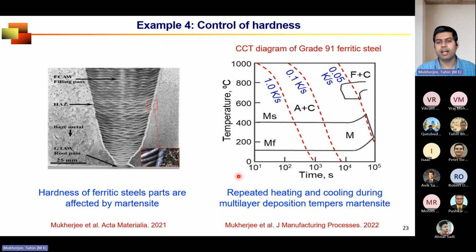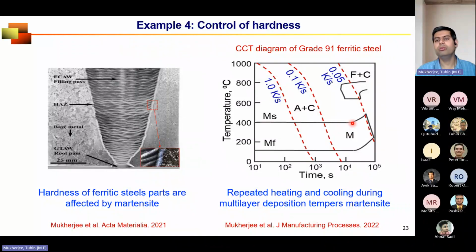This is a CCT diagram. If you do not know what a CCT diagram tells us, depending on how you are cooling the part, it tells what the phases would be. Here, A stands for austenite, F stands for ferrite, and C stands for cementite. If you take an iron-carbon phase diagram, you will identify these phases on an iron-carbon binary phase diagram. Now M is martensite.